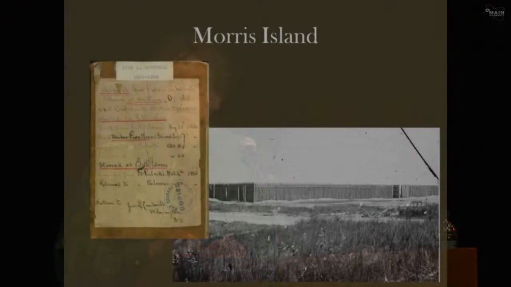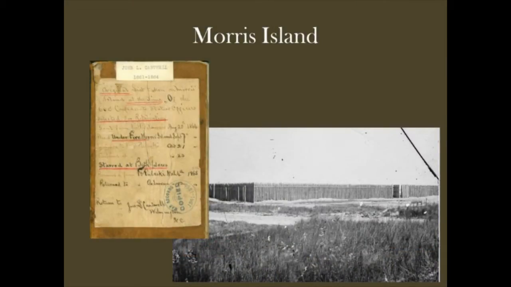So they picked 600 prisoners from Fort Delaware and sent them to Morris Island. This is the palisade here at Morris Island. Interestingly enough, they stored these prisoners at Fort Wagner. If y'all remember the movie Glory with the 54th Massachusetts, the palisade was built outside of Fort Wagner. And interestingly enough, the unit that was guarding the prisoners was the 54th Massachusetts. It was on guard detail during this time.